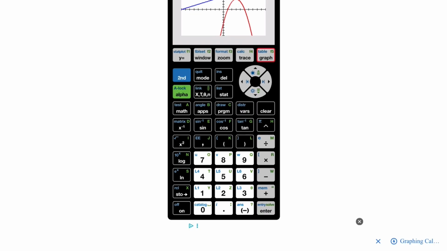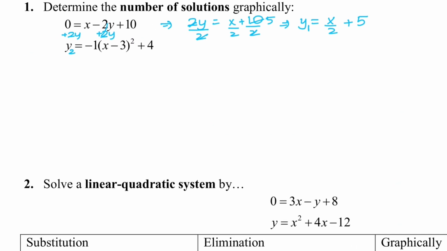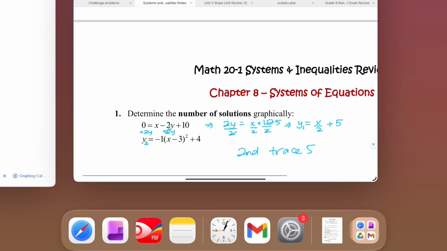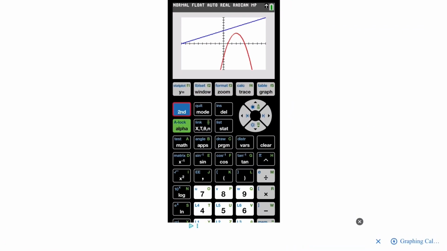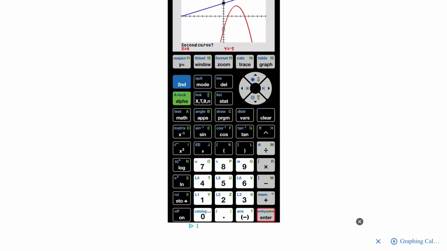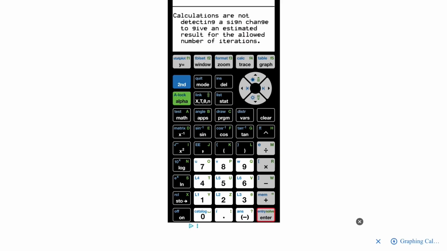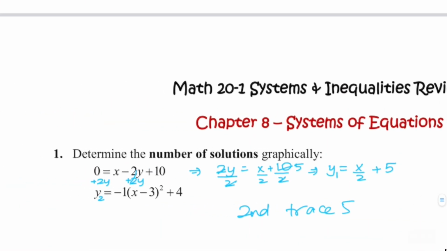So this is what it looks like, and because there are no points of intersection, that means there's no solution. When you do second trace 5, you'll get no solution. Let's look at that as well. Second trace 5, enter, and say quit. There's no sign change. That means there's no solution.